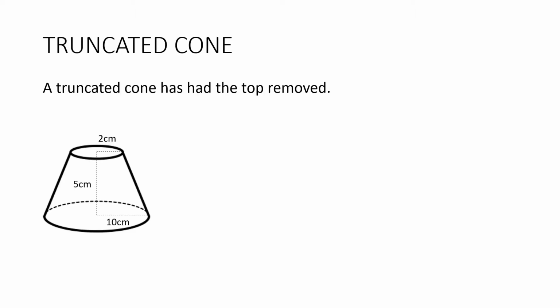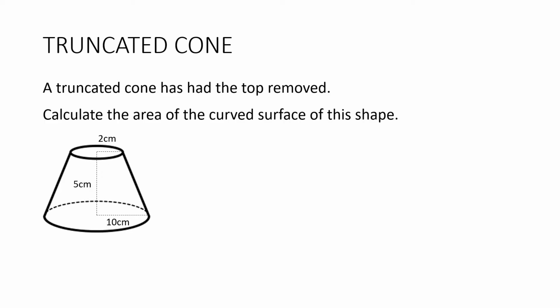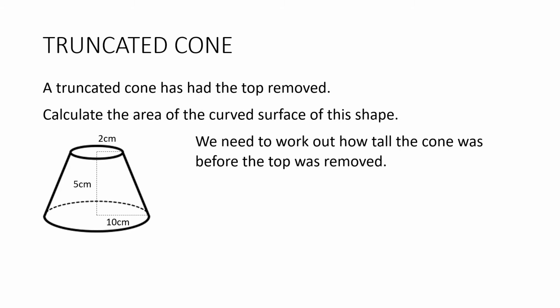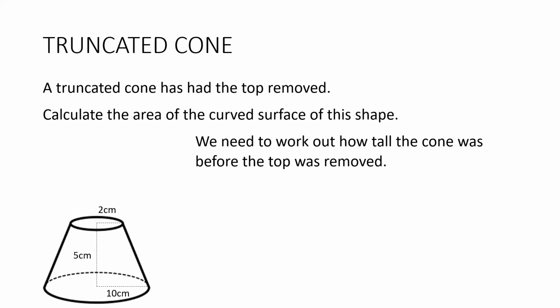And this is an interesting one as well. It's a truncated cone, which just means it's a cone that's had the top removed. So if we want to calculate the area of the curved surface of this shape, then we need to work out how tall the cone was before the top was removed. So let's move this down a bit and we're going to construct the top of it. Now we need to find the height of it. So I'm going to call this little part up here h.